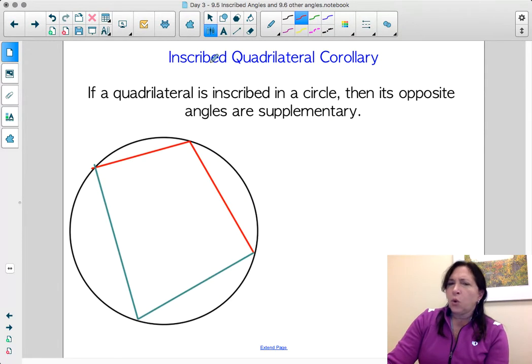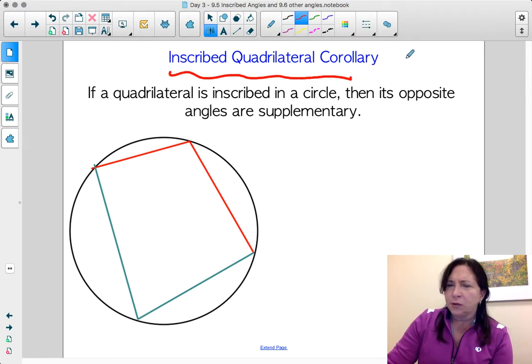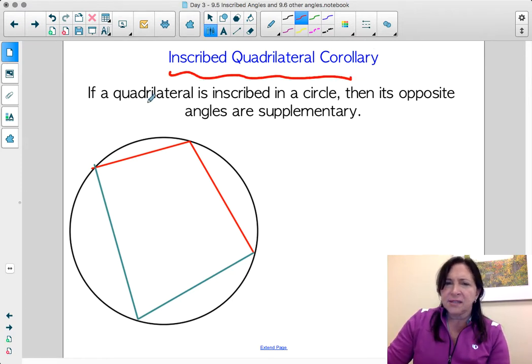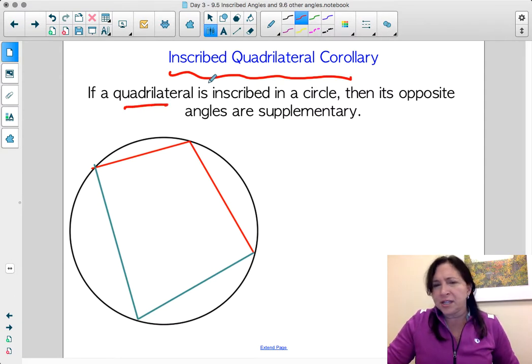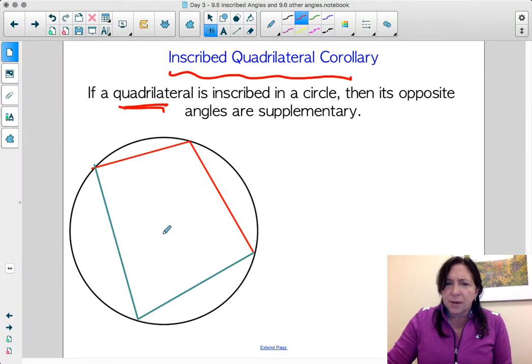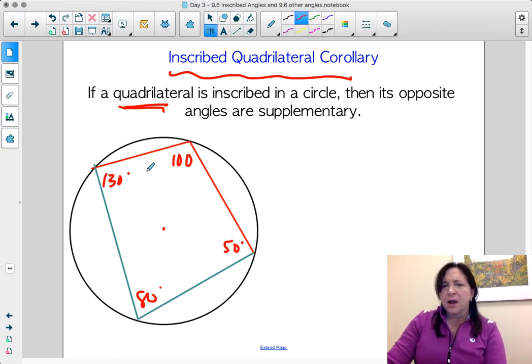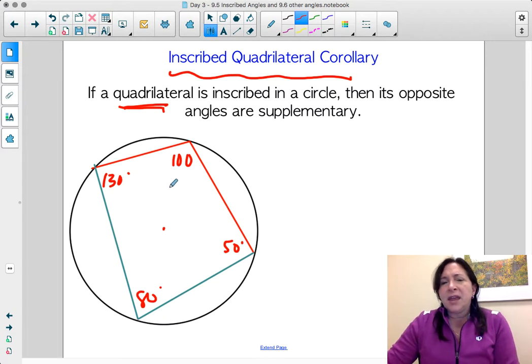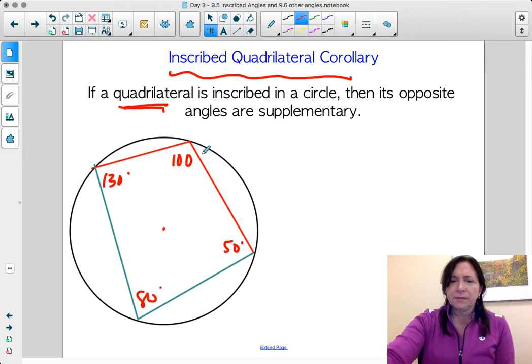Now, we have another corollary called the inscribed quadrilateral corollary, which basically says if you have a quadrilateral, that's just a four-sided shape. It doesn't mean that opposite sides are congruent. It doesn't mean that opposite sides are parallel. That would be a parallelogram. It means that just a four-sided shape is inscribed in a circle. Then the opposite angles are supplementary, meaning if that's 100 degrees, that would be 80. And if that was 130 degrees, that would be 50. The opposite angles are not congruent. They can be, possibly, but they are supplementary.